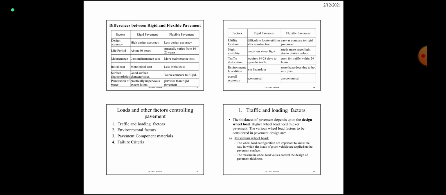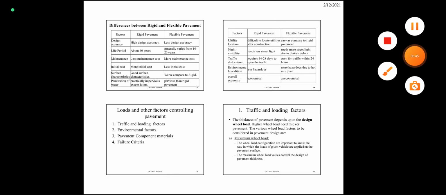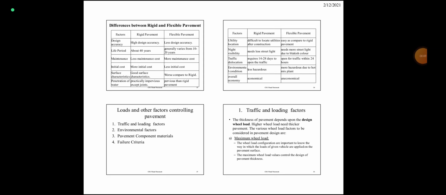Surface characteristics: rigid has good surface characteristics, flexible is worse compared to rigid. Penetration of water: rigid is practically impervious except at joints, flexible is more pervious than rigid pavement. Utility location: it is difficult to locate utilities after construction in rigid pavement, and easy as compared to rigid pavement in flexible. Night visibility: rigid needs less street light, flexible needs more street light due to its blackish color.